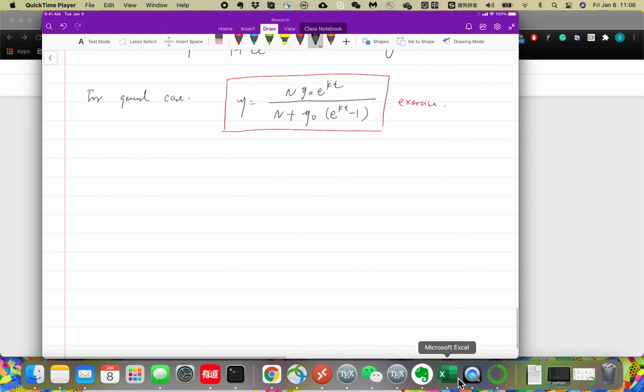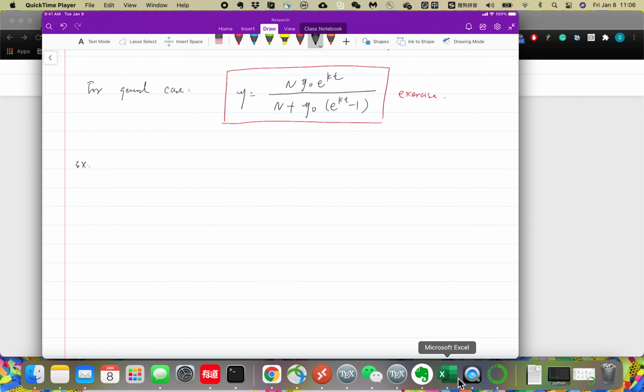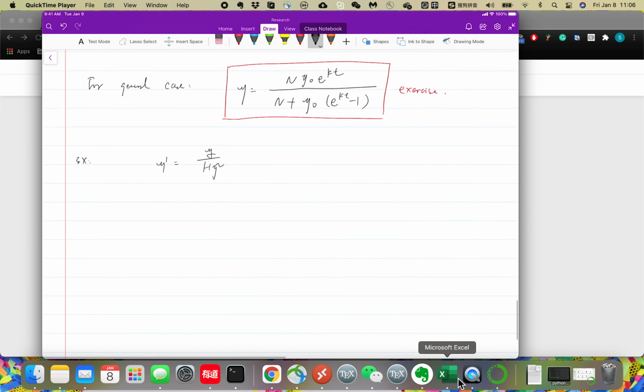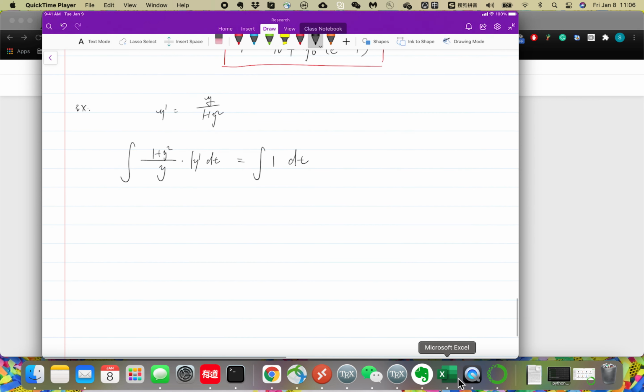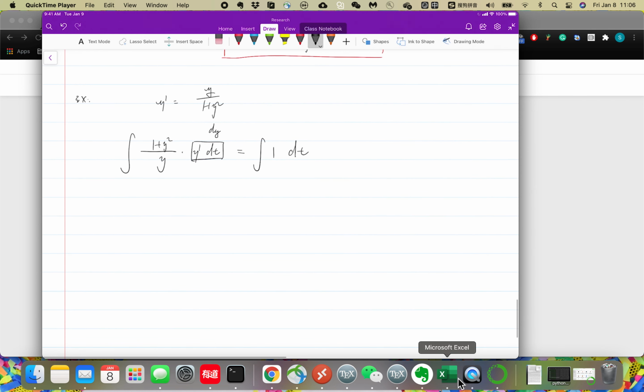All right. Some additional examples. And this example is kind of a little bit more special. If you just try to do it, it's going to be 1 plus y squared over y times y prime dt equals 1 dt. After that, this becomes dy. So everything so far so good. The antiderivative is not hard either.